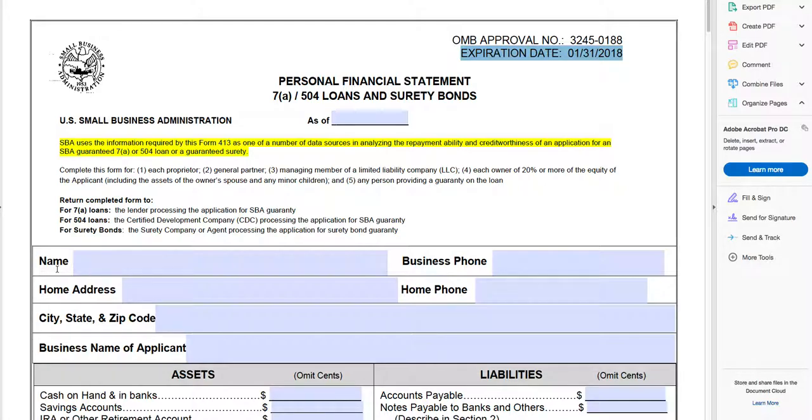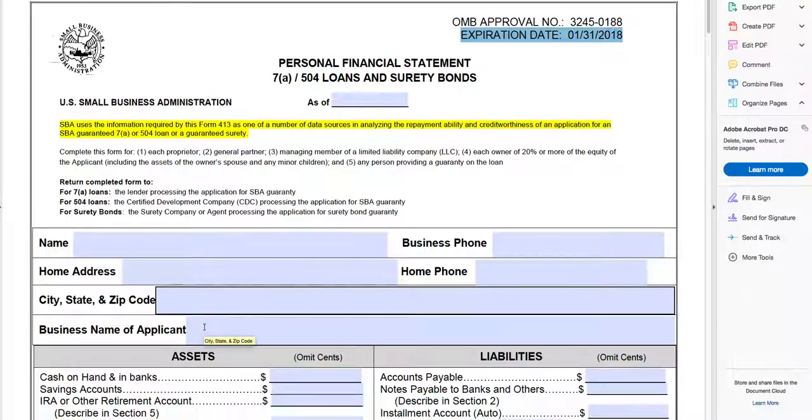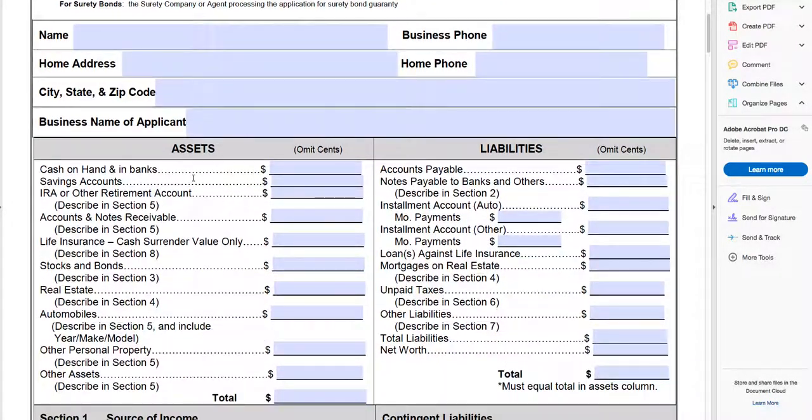So the first thing you'll see here is name, which is obviously you'll put your full name here, your business phone, your home address, your home phone, the city, state, zip code for the home, and the business name of the applicant. From there, you'll see the cash on hand in banks.